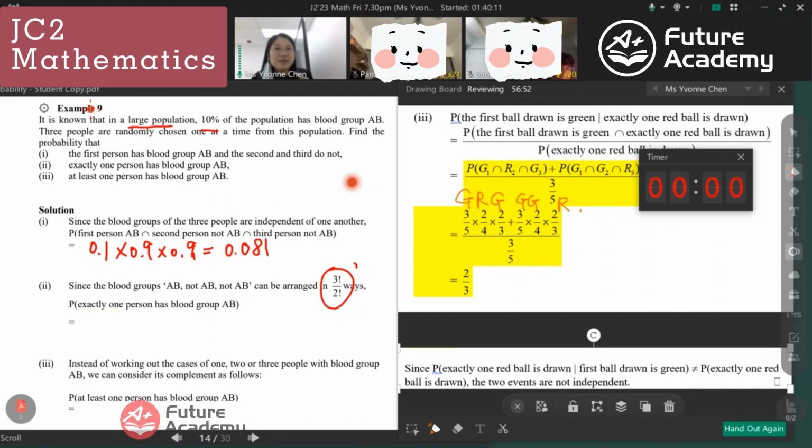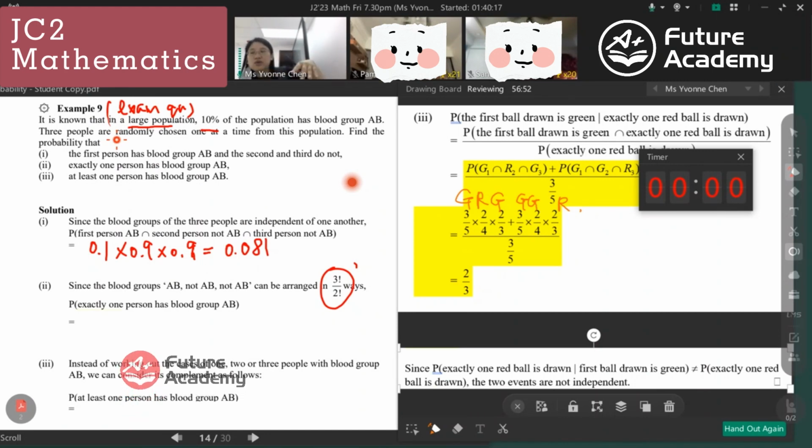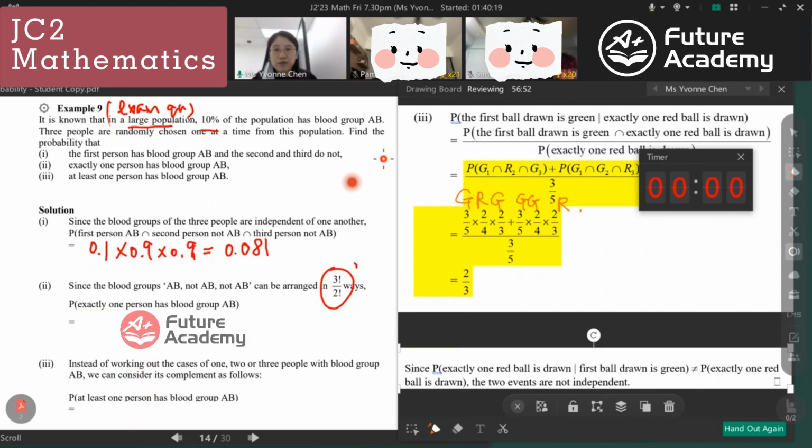So question 9 is similar to exam question already. Previously, the questions are still considered relatively easier. So from here onwards, the questions are getting harder. So now we look at part 2. Find exactly one person have the blood type AB.